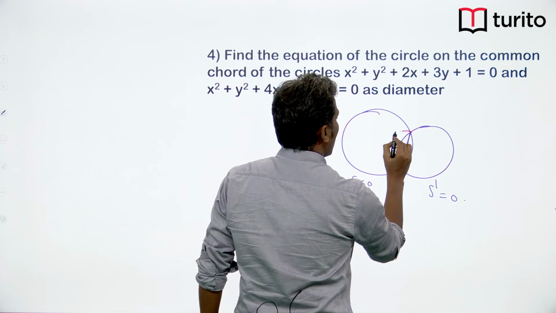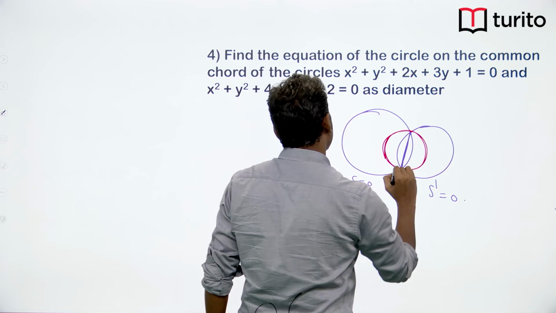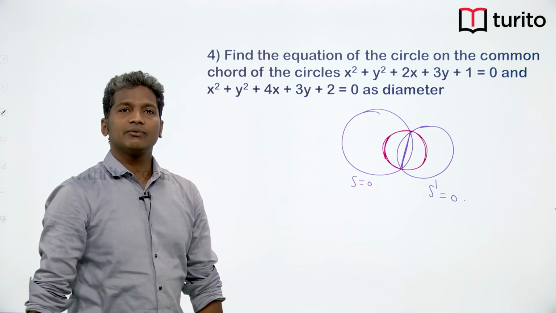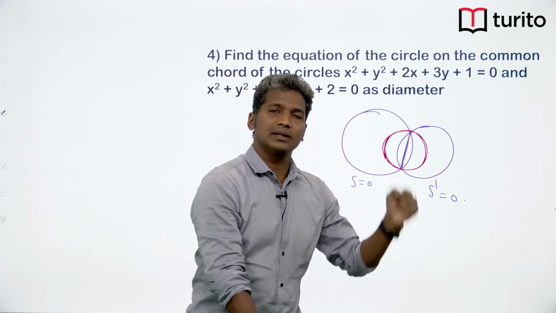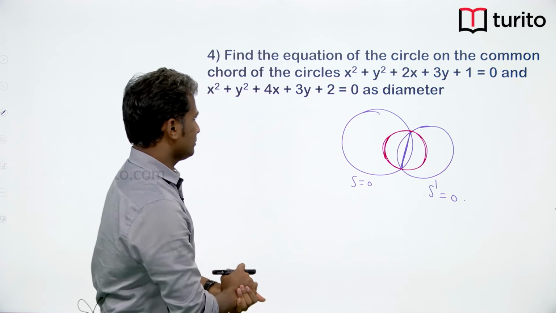Now having this common chord as the diameter, there will be another circle which is the third circle, and here we want to find the equation of the red circle. Okay. So what is the best way of finding this?